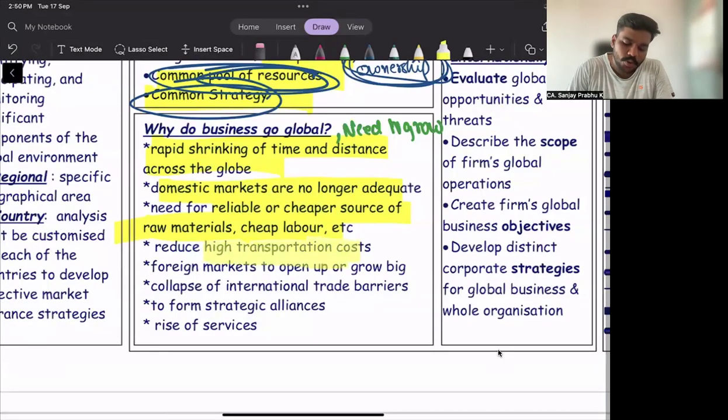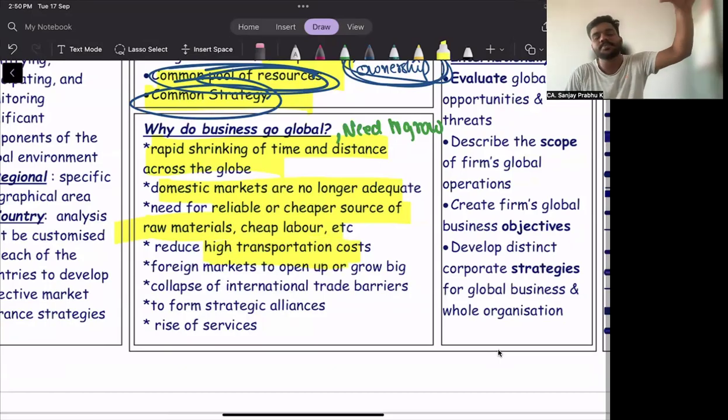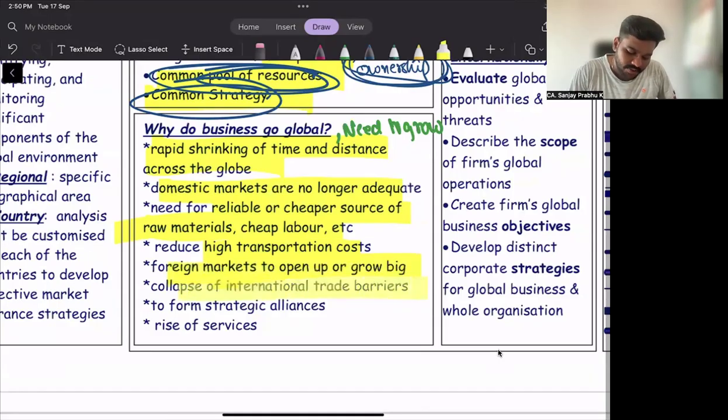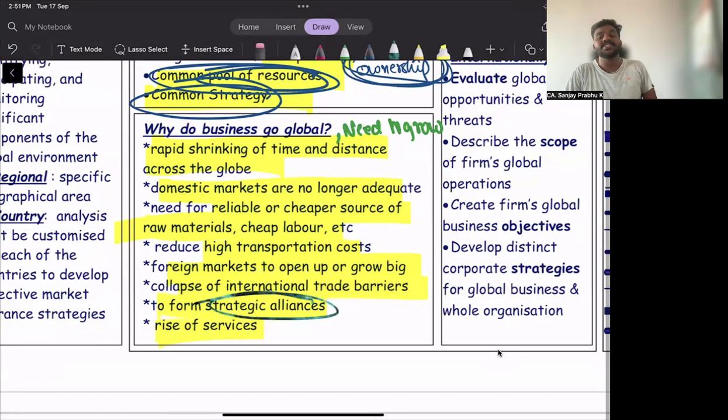Then high transportation cost. Why do we need to transport our products to other countries? Let's set up the plant in the other countries itself. Then foreign markets are open, with the collapse of international trade barriers. Then to form strategic alliances, we discussed strategic alliance in chapter number 4, with Tata, Starbucks and so on. Then the rise of service sectors.